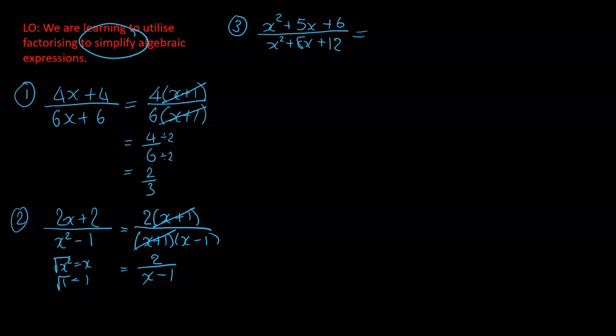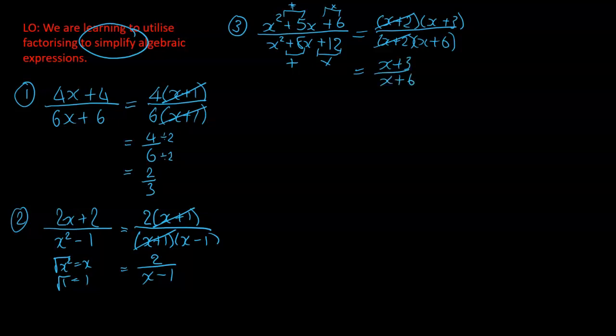If you have a look at the top, what two numbers add to 5 and multiply to 6? That is 2 and 3, which means our brackets will be (x plus 2) and (x plus 3). We've got to do the same for the bottom. What two numbers add to 8 but multiply to 12? I'm thinking 2 and 6. So that is going to be (x plus 2) and (x plus 6). Having a look at the brackets, I can see the common one, x plus 2, so I'm going to cancel them out. And that's going to leave us with x plus 3 divided by x plus 6.